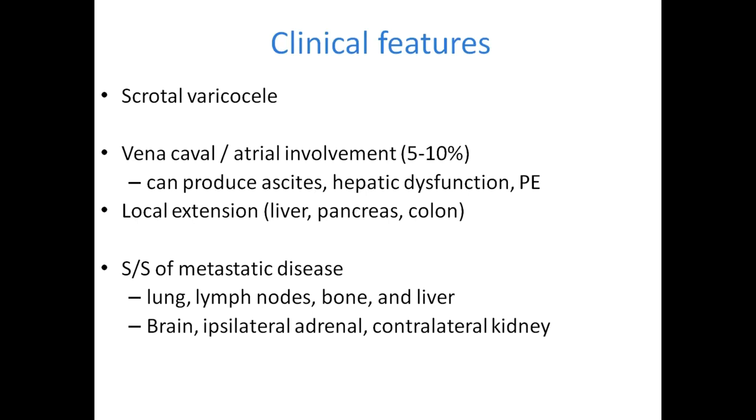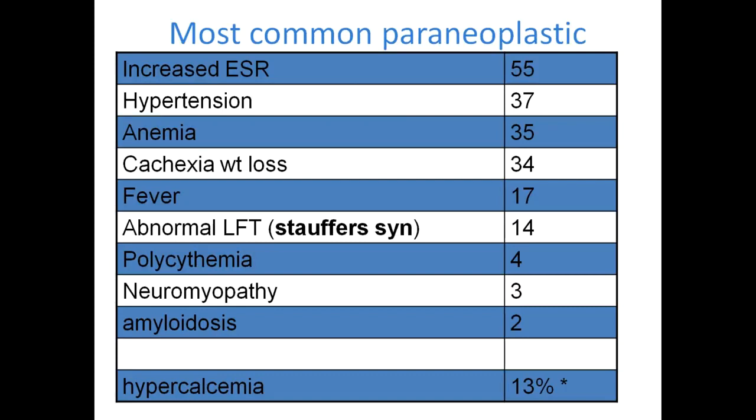Very rarely you can have a scrotal varicocele because of obstruction of the gonadal veins by renal vein involvement of the tumor thrombus. You can have vena cava involvement, and it can even extend up to the atria. It can produce ascites and hepatic dysfunction. Local extension can occur to the liver, pancreas, and colon. And it can metastasize to lungs, lymph nodes, bones, liver, brain, adrenal, even the contralateral kidney.